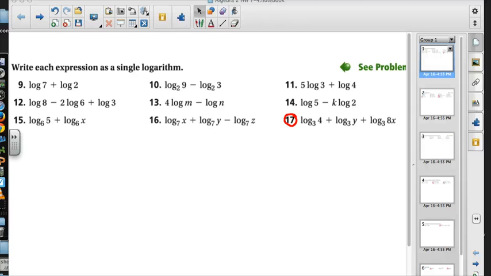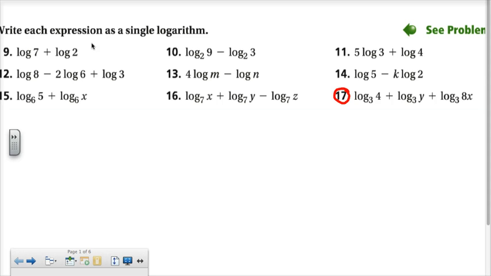These are the frequently asked questions for Algebra 2 for section 7.4. And I'm going to start here with number 17, which has been totally broken apart and expanded. And we have to think about how to put all of that back together. And you can see that these all have the same base. It's all logarithm base 3.